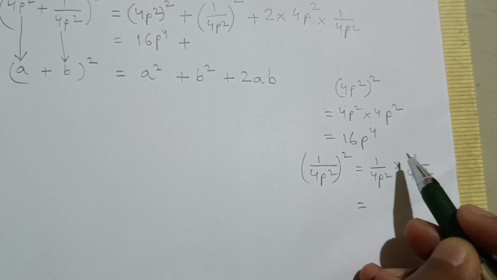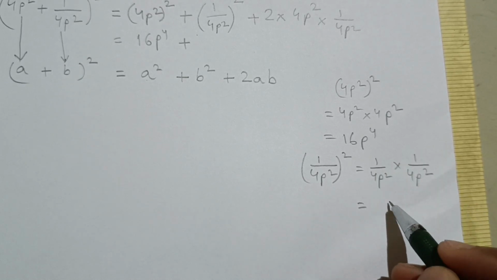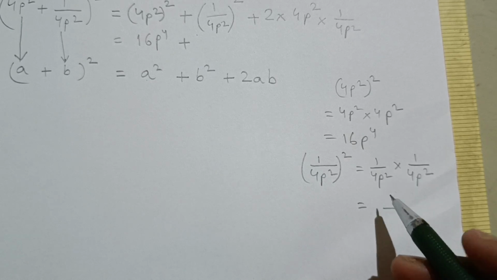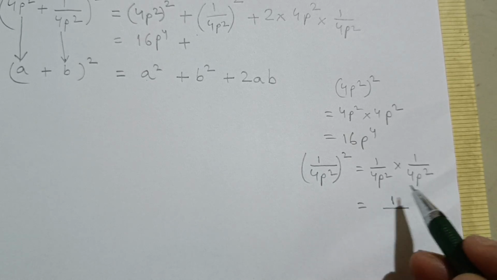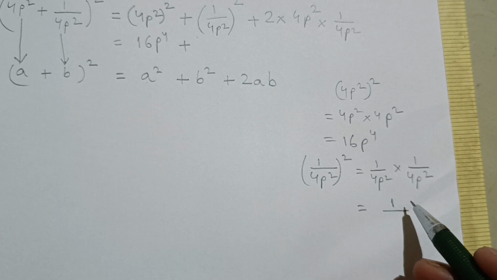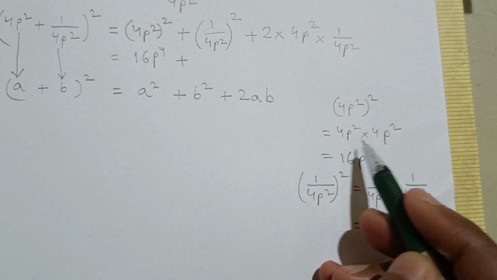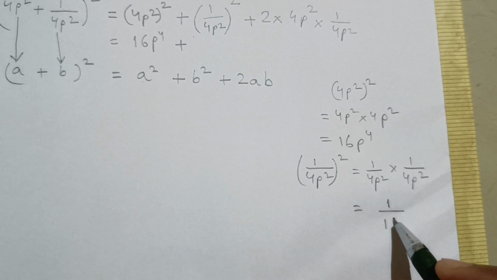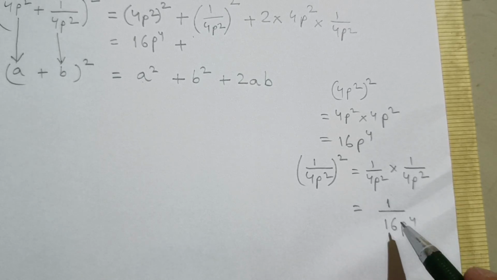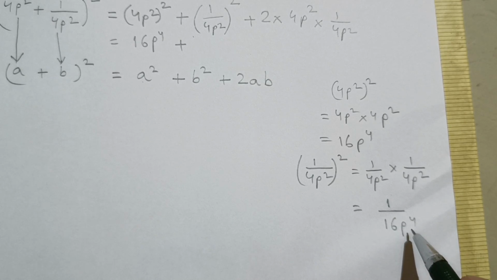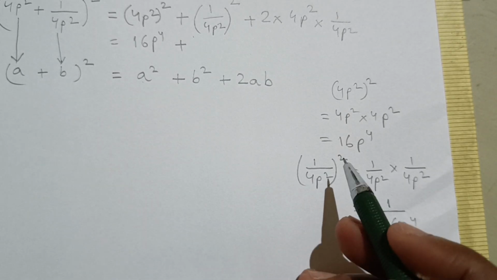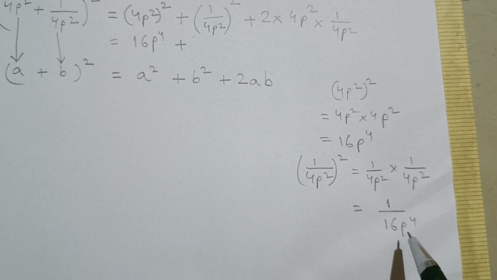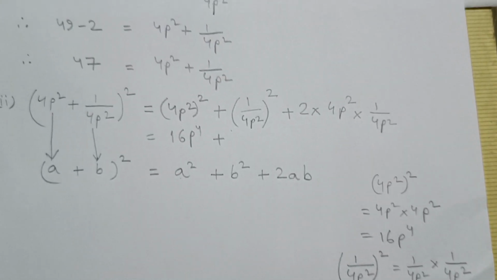So multiply the numerators: 1 into 1 is 1. So the numerator answer is 1. Multiply the denominators: 4p² into 4p², which is done over here, is 16p⁴. So the denominator answer is 16p⁴. So we get 1/16p⁴. So (1/4p²)² is 1/16p⁴.